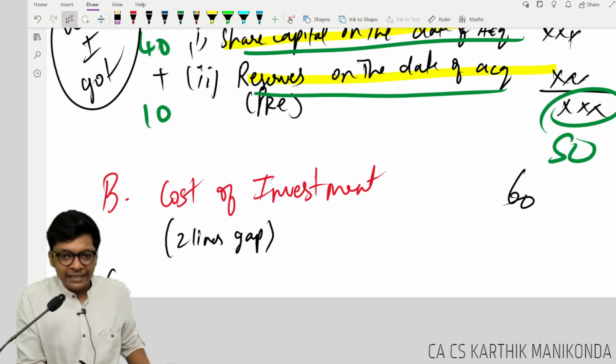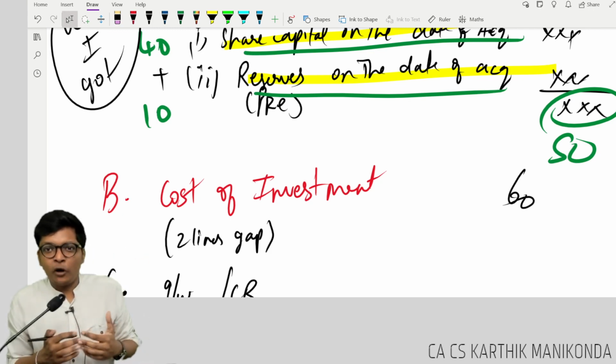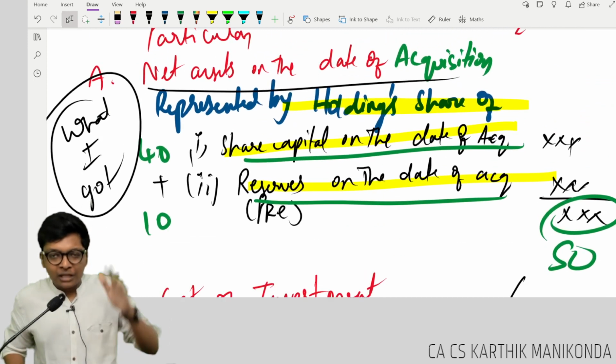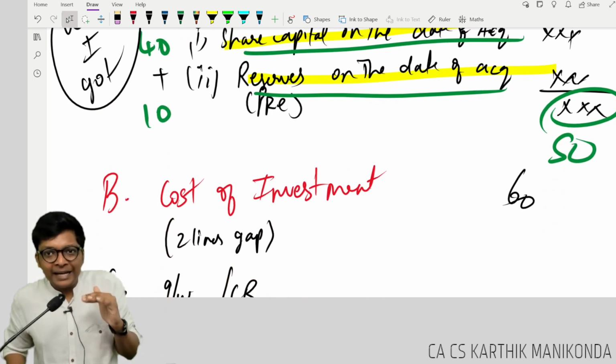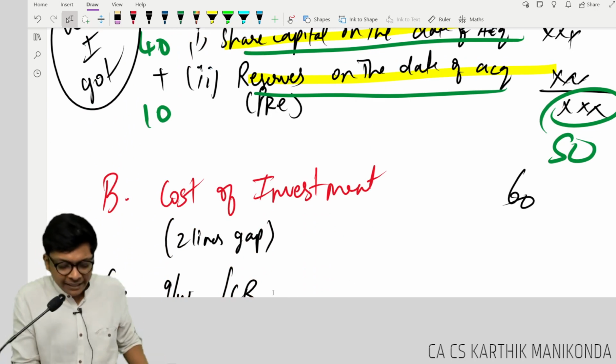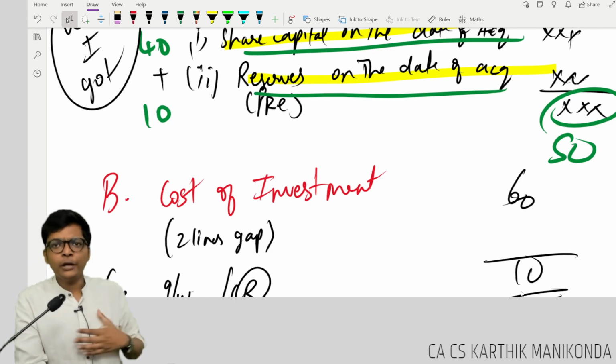So C will be goodwill or capital reserve. Don't do minus. There is a formula, but simple. What you got was 50. What you paid is 60. So you paid more. So it's going to be goodwill 10. Correct? Are you following, guys?